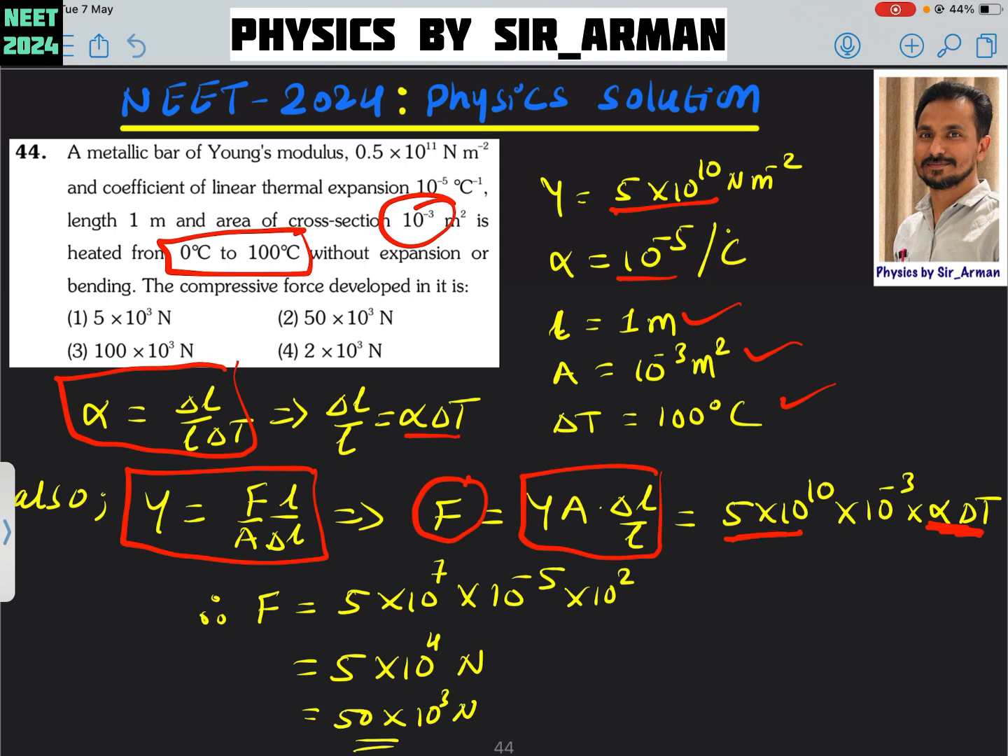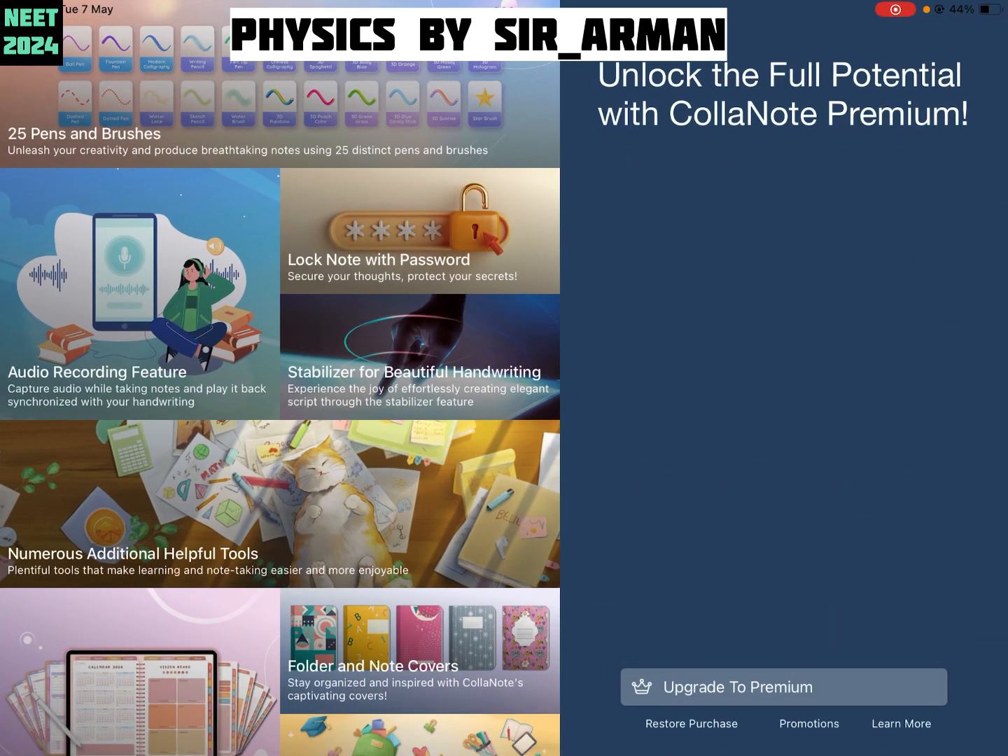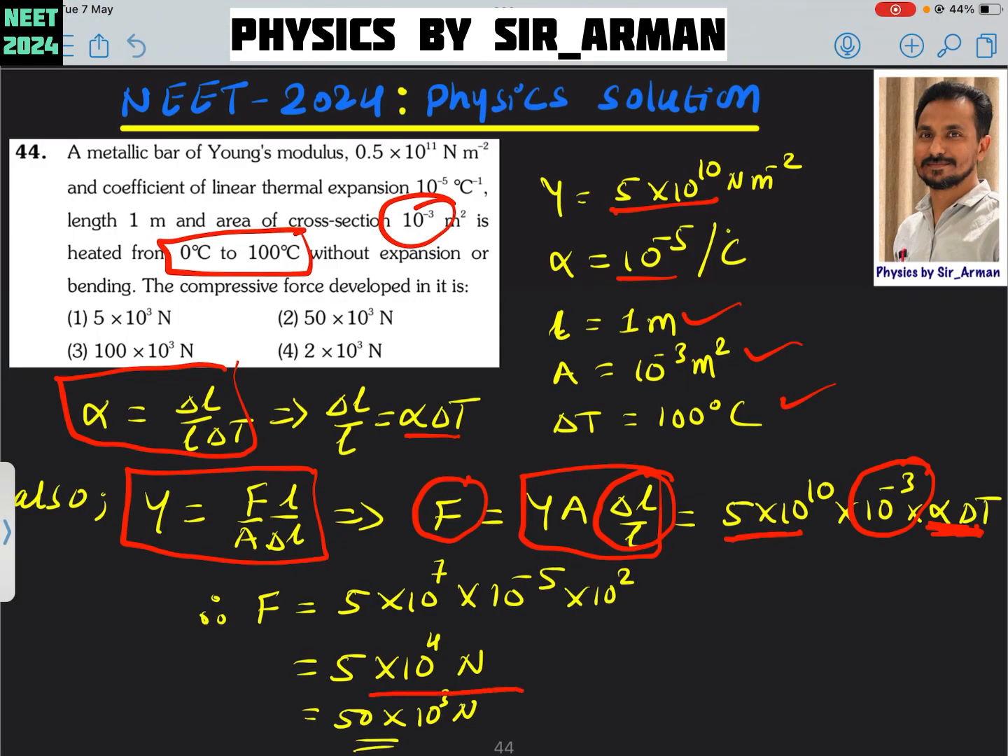Young's modulus is 5 into 10 raised to 10, area is given as 10 raised to minus 3, and the remaining term delta L by L I have written as alpha delta T. Just putting all the data here, we will get 50 into 10 raised to 3 Newton, which is the correct option. So option number 2.